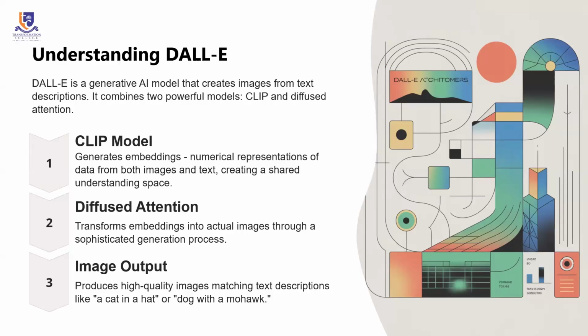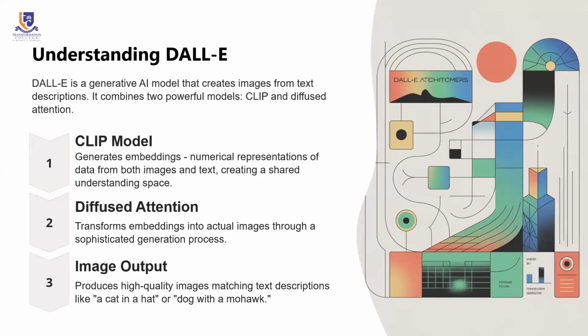We'll look at that generation process later on in the class, but I want you to understand how the model works. We go from our CLIP model to the diffusion attention. We transform the embeddings generated by the CLIP model into images. And then finally we have the image output. So we produce a high quality image matching the text description, like a cat in a hat, a dog with a mohawk, or a dog by the Eiffel Tower in the early morning, as shown in the previous slide.